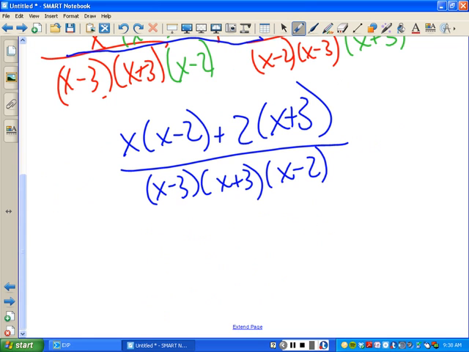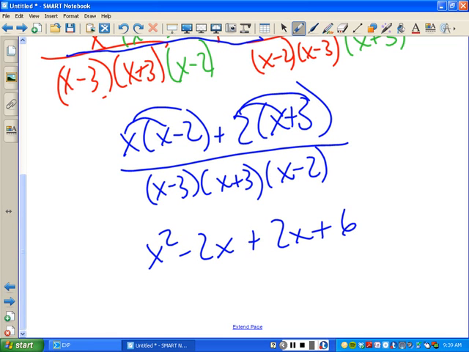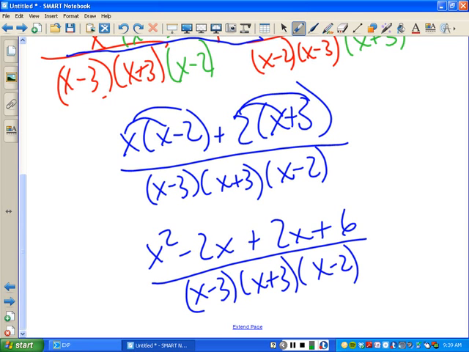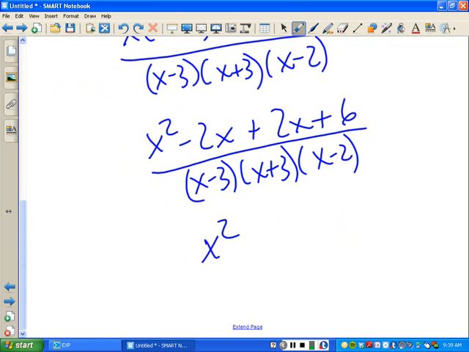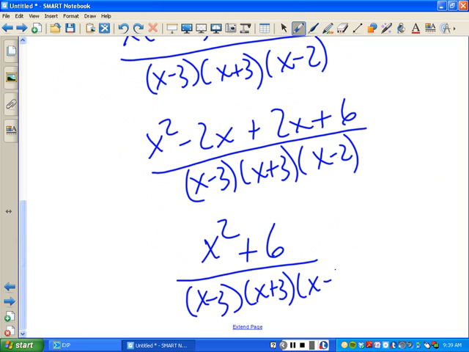Now, distribute. Okay. You get x squared minus 2x plus 2x plus 6, all over (x minus 3)(x plus 3)(x minus 2). Now you'll get x squared plus 6 over (x minus 3)(x plus 3)(x minus 2). And then you can stop there.